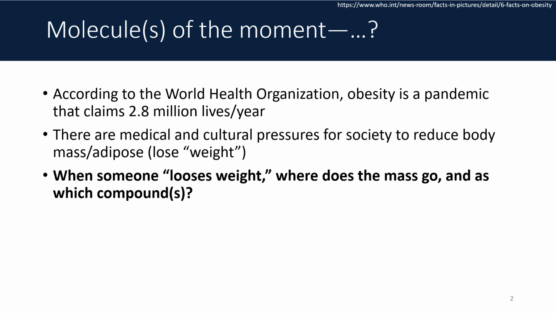According to the World Health Organization, obesity is considered to be a pandemic, and it claims 2.8 million lives every year. There are significant medical and cultural pressures for society to reduce body mass and adipose tissue. This is what we usually mean when we say lose weight. So my question to you is, when someone loses weight, where does the mass go and as which compounds? You'll have to consult the biochemical pathways in respiration to answer this question.